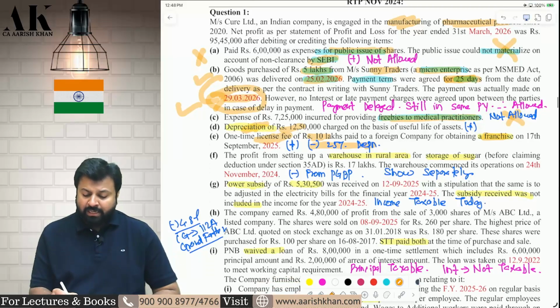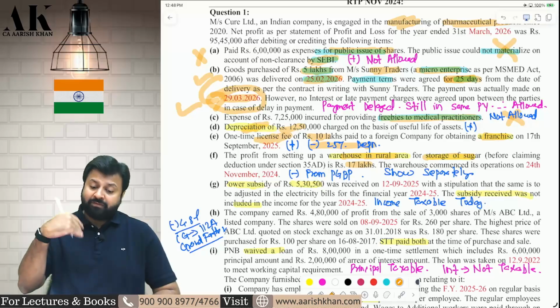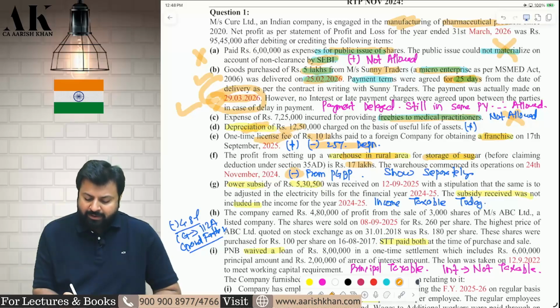Okay. Next one, you are setting up some warehouse in rural area for storage of agriculture produce. Now this is eligible for 35AD deduction. Now on that there is a profit of 17 lakh rupees. So do one thing, show this profit separately. Don't merge this profit with your pharma business. So reduce from here and show under PGBP separately.